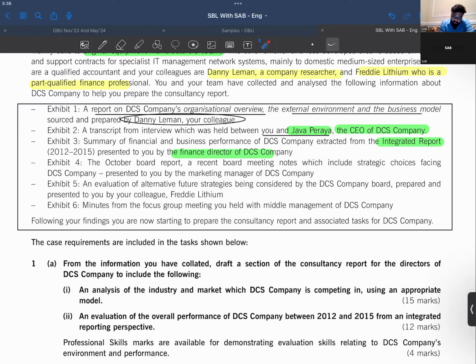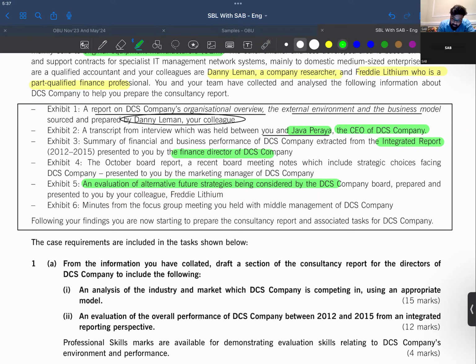So you should be knowing that, right? Presented to you by the marketing manager of DCS company: an evaluation of alternative future strategies being considered by the DCS company board, prepared and presented to you by your colleague Freddie Lithium. So we have alternative future strategies, right? They have to think of the future strategies also.